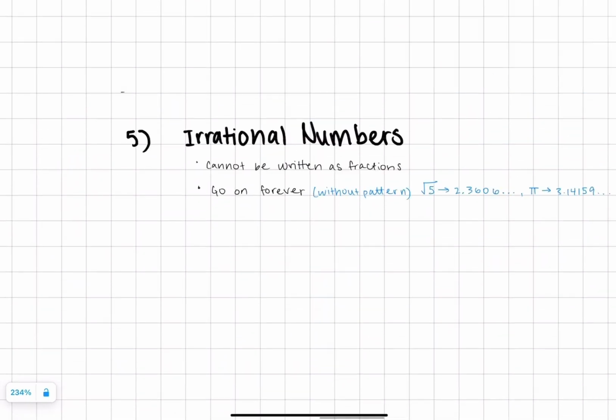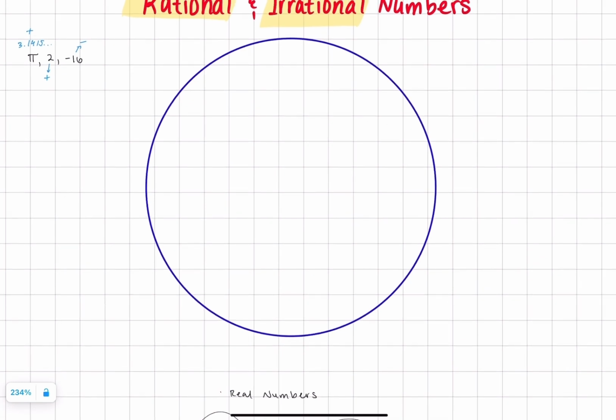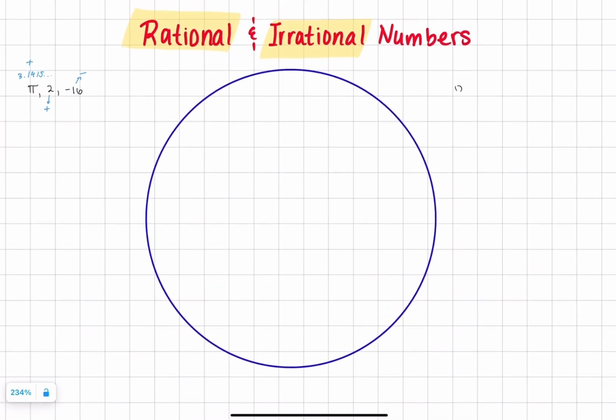So let's go back up to where we had our 3 numbers. So let's list the 6 types out right here. So one, we have natural numbers. We have whole numbers. We have integers, rational, irrational, and real numbers. Great. So let's look at these 3 numbers over here.